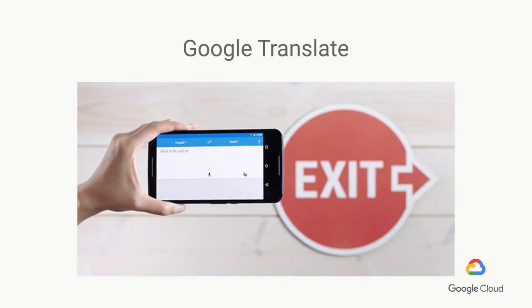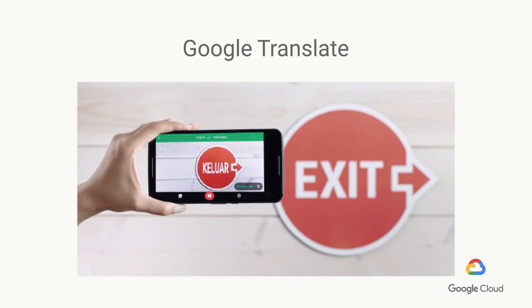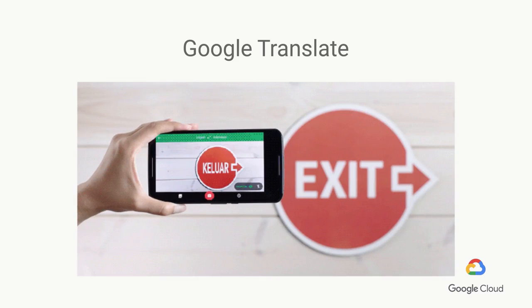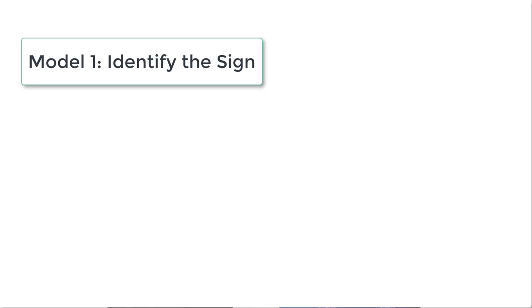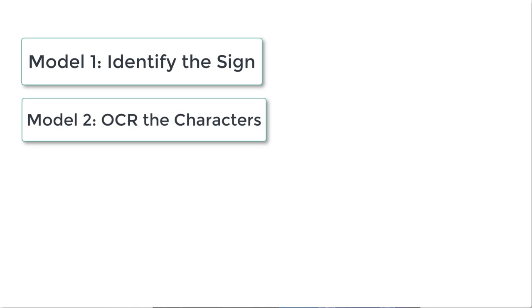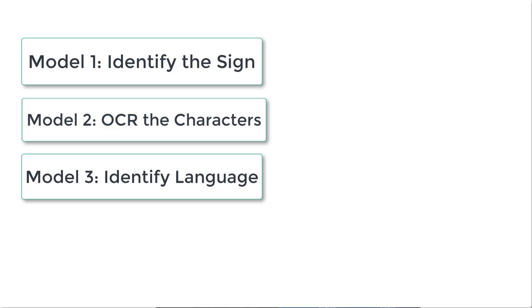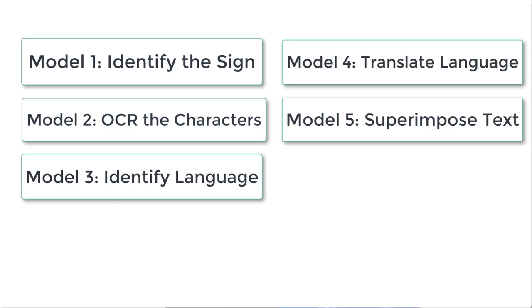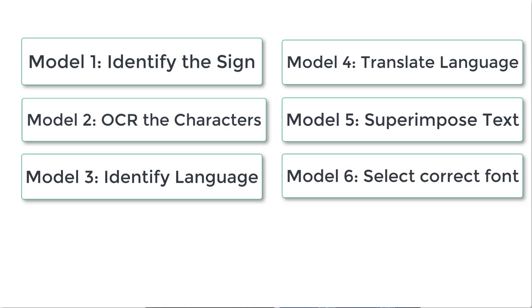The Google Translate app lets you point a phone camera at a street sign and it translates the sign for you. This is a good example of a combination of several models that is quite intuitive. One model to find the sign, another model to read the sign, to do optical character recognition on it, a third model to translate the sign, or maybe a third model to detect the language and a fourth model to translate the sign, and a fifth model to superimpose the translated text, perhaps even a sixth model to select the font to use.